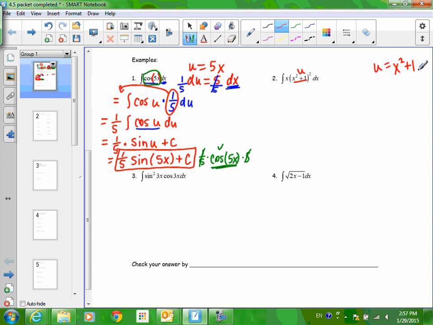Okay, and once you write your u equals statement, next you're going to write your du statement. So what's the derivative of u? Well, what's the derivative of x squared plus 1? 2x, and what should I write after it? Dx. So it becomes a process that was kind of weird at first, then you start getting used to it. Okay, so here's my integration symbol again.